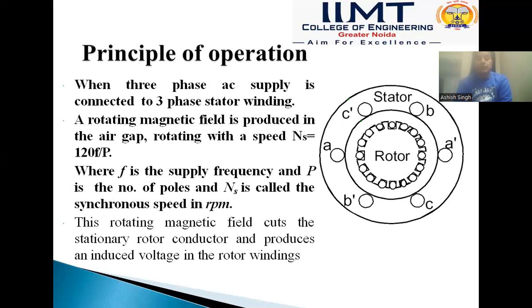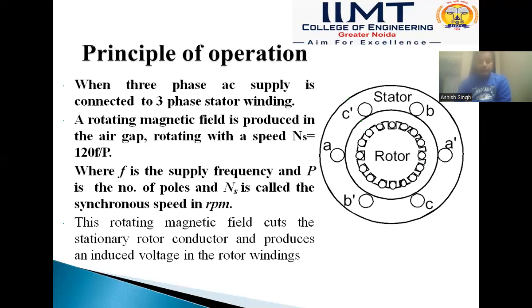And the direction of rotation of magnetic field depends on phase sequence. What is the phase sequence? According to phase sequence, its direction depends. And we can change the direction of rotating magnetic field by interchanging any two phase wires. We can easily reverse the direction of rotation of three-phase induction motor.